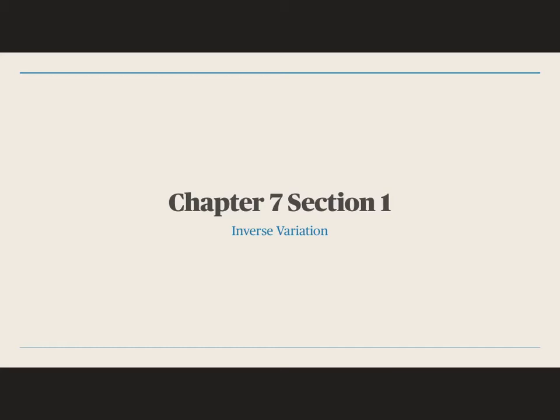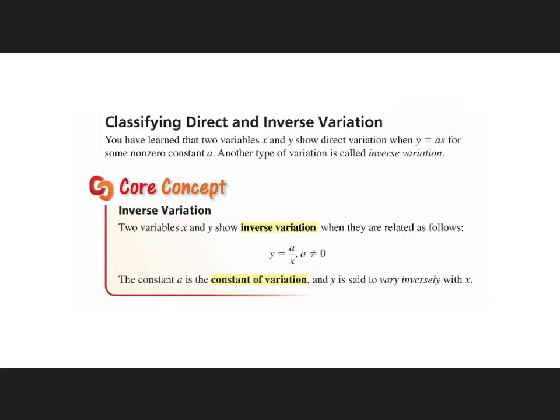Alright, chapter 7, section 1, we're going to learn about inverse variation. So this book just assumes that we already know what direct variation is, which you probably did in Algebra 1, may not remember, but our formula for direct variation is y is equal to a times x, where a is some constant. So the opposite of this would be inverse variation, which we have this formula here, y is equal to a divided by x, where again a is some constant.